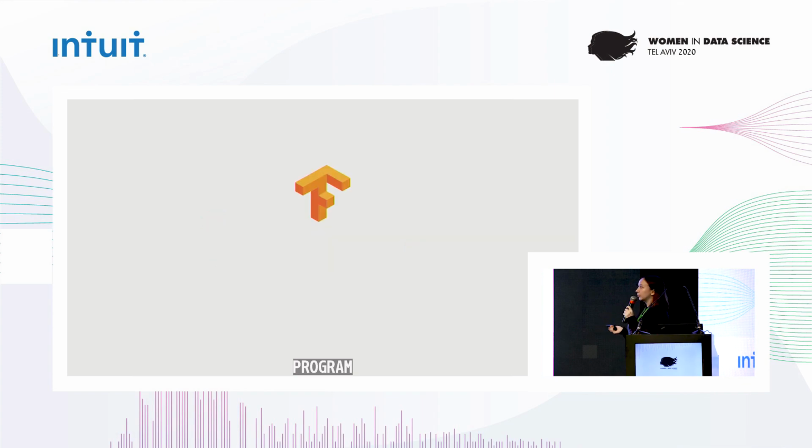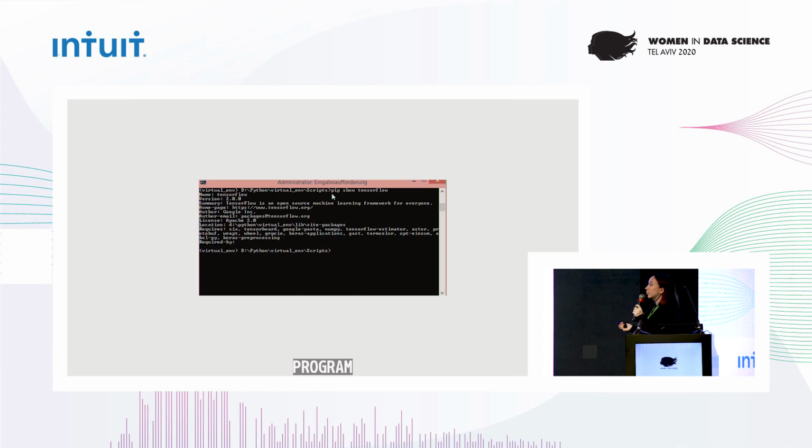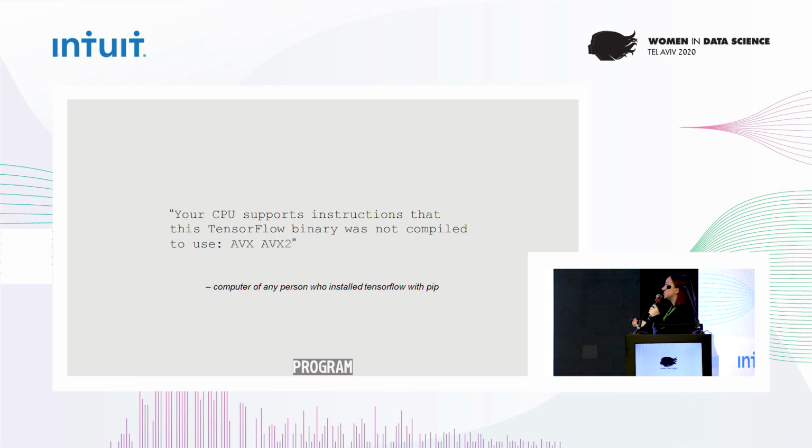So to start with, we have TensorFlow, no matter if it is TensorFlow 1.0 or 2.0. We need to install it somehow. The first idea is to use pip, the most obvious way, just pip install tensorflow, but most likely you will see this issue, that your CPU supports instructions that this TensorFlow library was not compiled to use. Most likely, if you have ever installed TensorFlow with pip, you have seen this error.